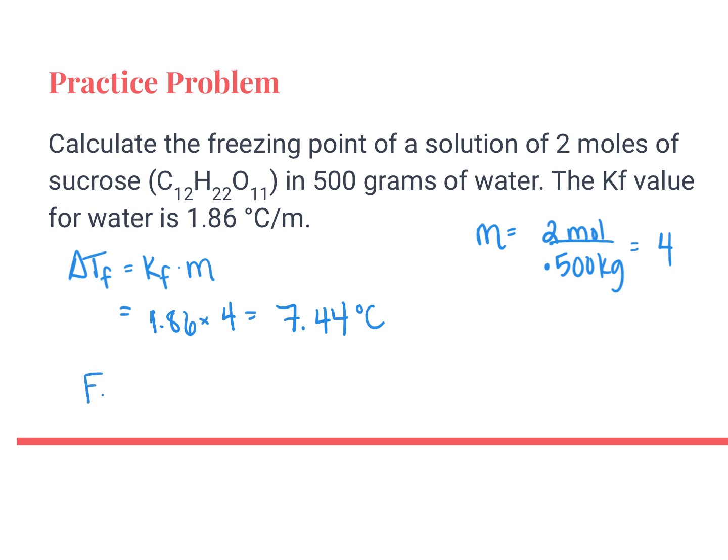So now we're going to actually calculate the freezing point. Plain old water's freezing point is 0 degrees Celsius. Then we have to subtract the 7.44. So then this solution freezes at negative 7.44 degrees Celsius.